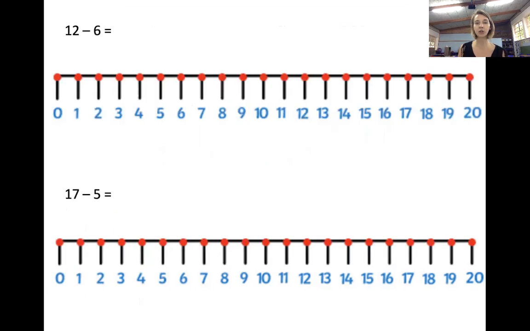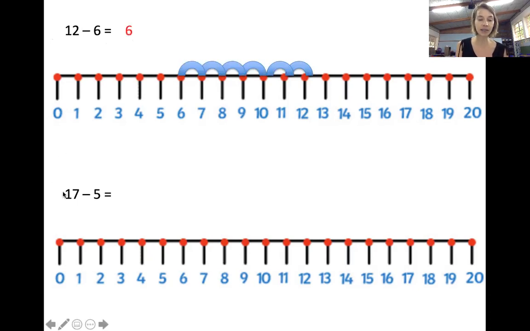Okay, let's see if we can do some minus sums. It's the same thing. The only difference is now you are moving down, you're moving to the left, because remember, in a minus sum, the answer needs to be smaller. We are taking away numbers. So we start at 12 and we move 6 spots. 1, 2, 3, 4, 5, 6, and we landed on 6, and the answer is 6.